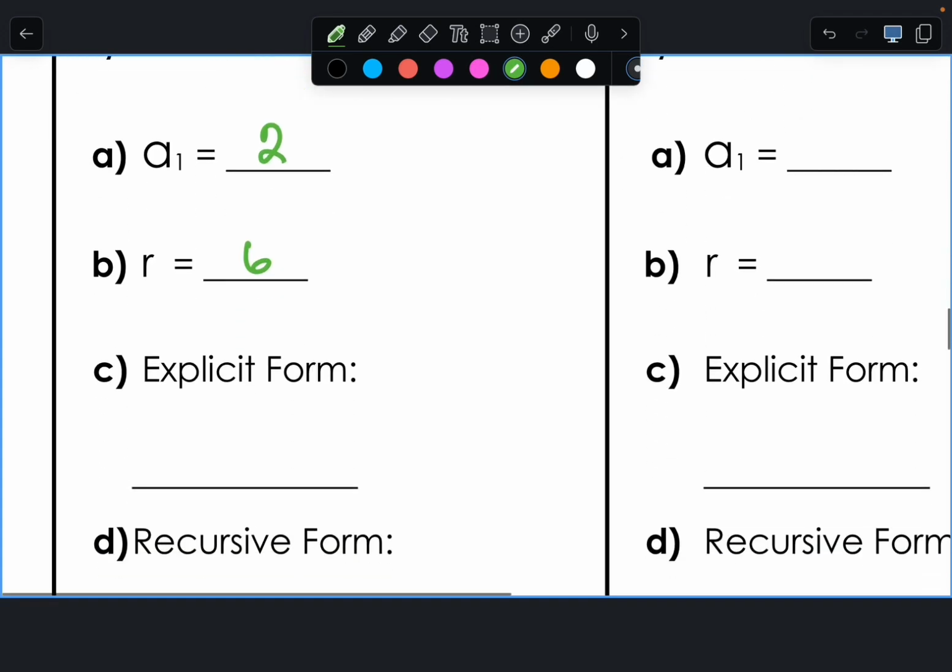Explicit form. Like I said earlier, with geometric sequences you do not have to simplify it, so it's a lot easier, but you do have to plug numbers in correctly. So we're going to write the formula first. A sub n is equal to A sub 1 times R to the power of n minus 1.